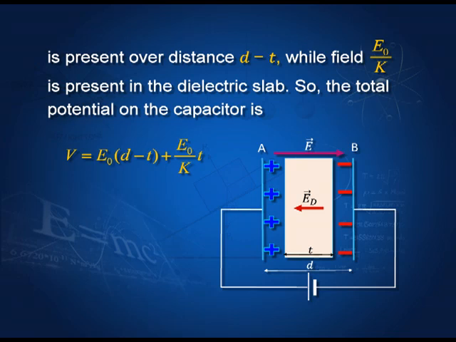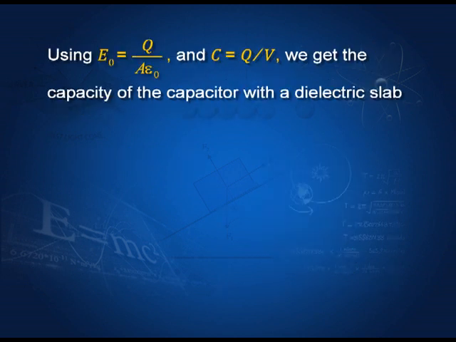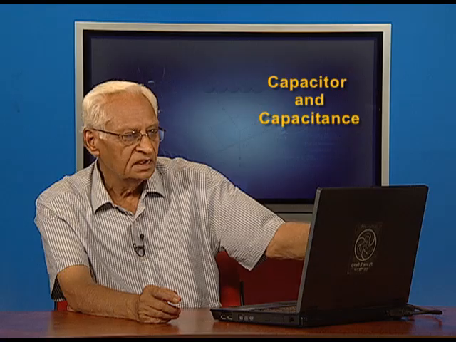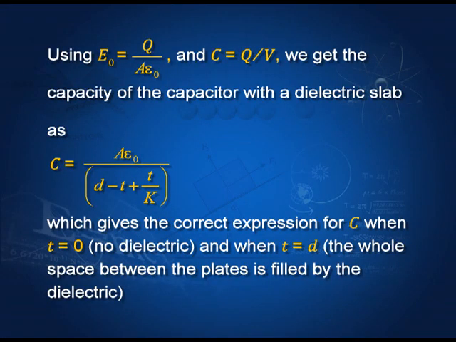So, V is there, and if I use E0 as q by A epsilon 0, then I can find q by V, which is capacity, and this takes the form A epsilon 0 by d minus t plus t by k, and you can see that the presence of t increases the capacity.